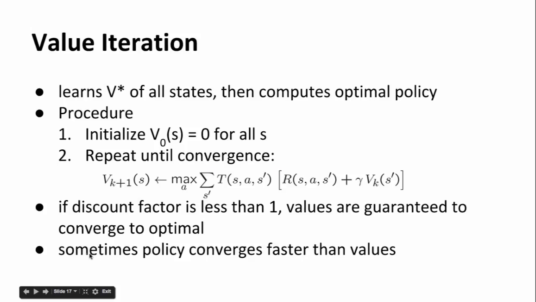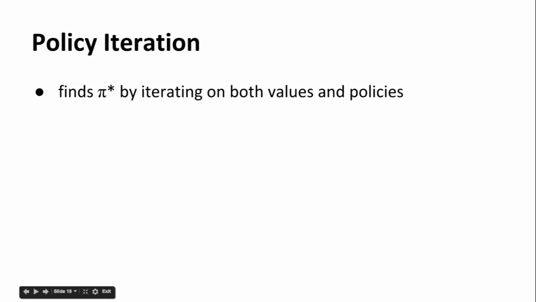Okay, another thing that we'll notice is sometimes the policy that we're going to extract from these values is going to converge faster than the values, right? So it might be the case that we don't have the optimal values for all states, but the action that we're going to end up choosing is going to be optimal. Because these policies sometimes converge faster, a better solution might be to do a search over policies rather than to try to find the optimal values. And that's exactly what policy iteration is going to do.